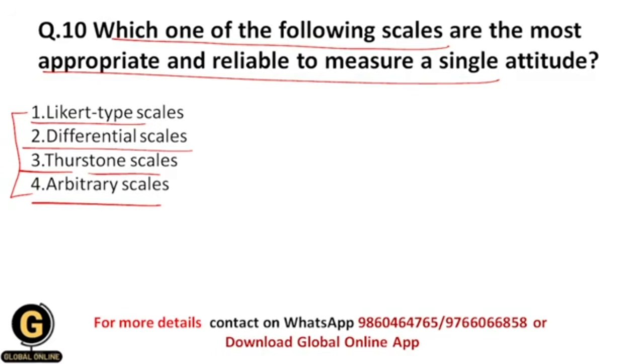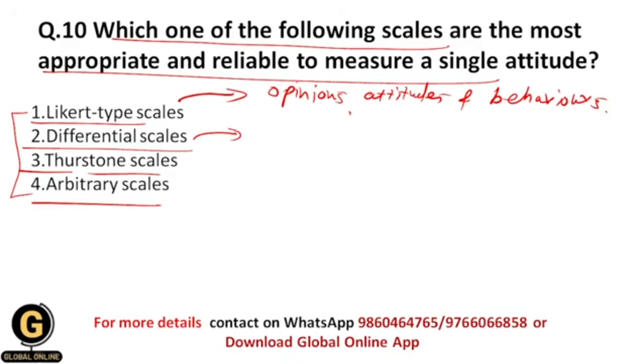These are the different scales, and that's why you need to understand the concept of these scales. So first of all, let us see Likert type scales. So students, Likert type scale is a rating scale, and it is used to measure opinions, attitudes, or behaviors.